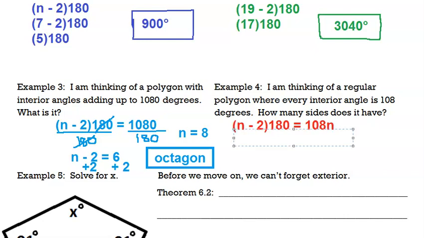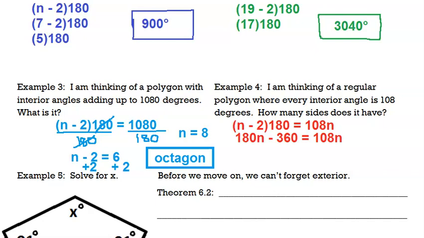Once you get to that point, it's actually just algebra, but I'm just showing you that's what you should expect out of this problem. And I do like this kind of problem, and I would bet when we take a quiz over this chapter, it will be there. So 180n minus 360, that was just me distributing, equals 108n.